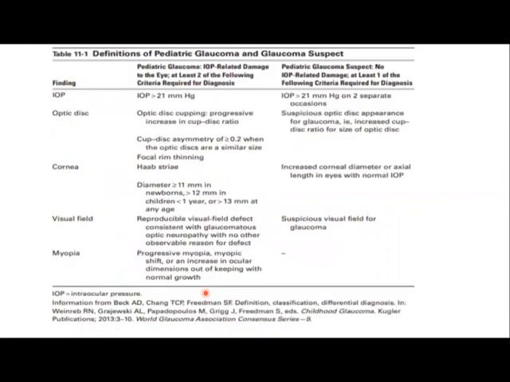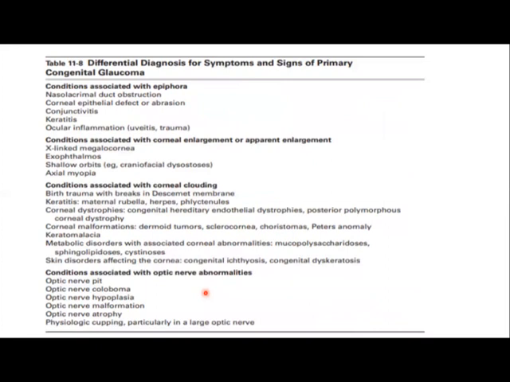Shilpa, you mentioned breaks in Descemet's membrane here, corneal conditions associated with corneal clouding. How will you differentiate Haab striae from breaks in Descemet's membrane? What is the difference?